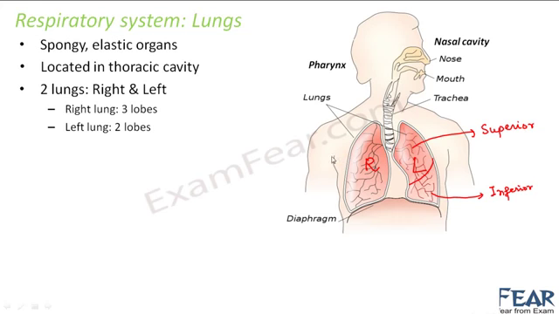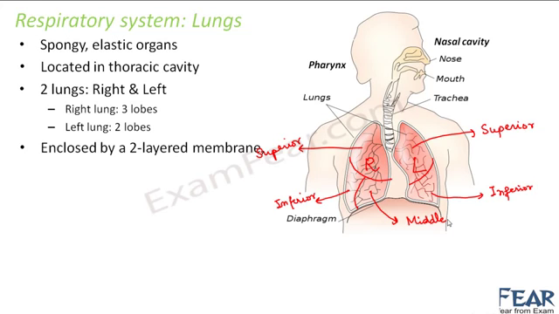Similarly, the right lung is divided into three lobes. The upper one is the superior lobe, the one below is the inferior lobe, and the lobe which lies in the middle of the superior and inferior is known as the middle lobe. So this is how the lung is divided into different lobes.